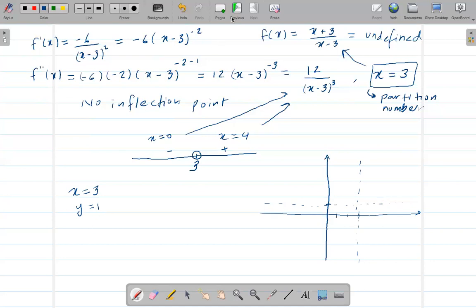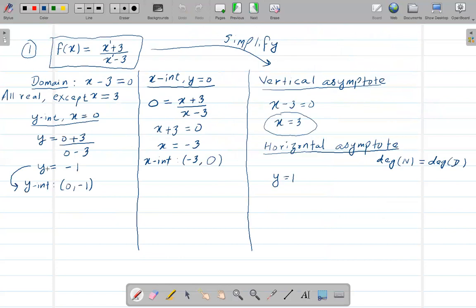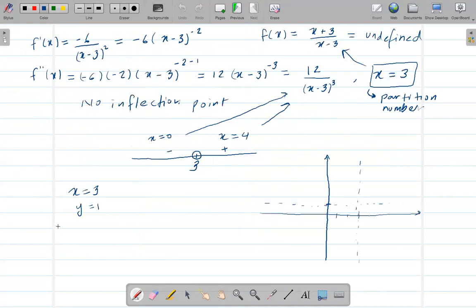Okay, and then the x-intercept and y-intercept are given as well. So the y-intercept is 0, -1, and the x-intercept is -3, 0. So let's plot these points. 0, -1 is somewhere down here. -3, 0 is, let's say 1, 2, 3, so somewhere down here.